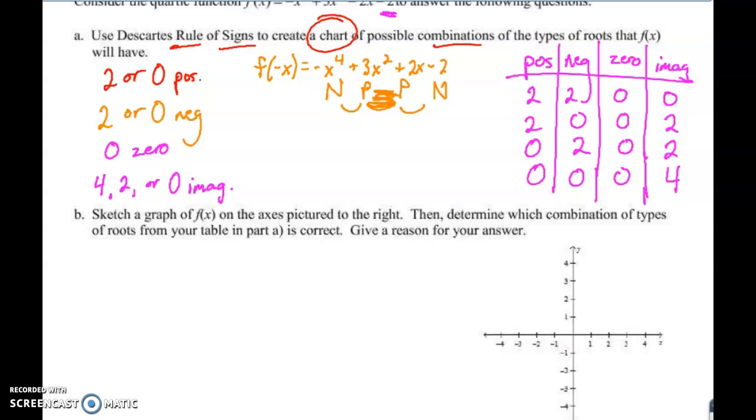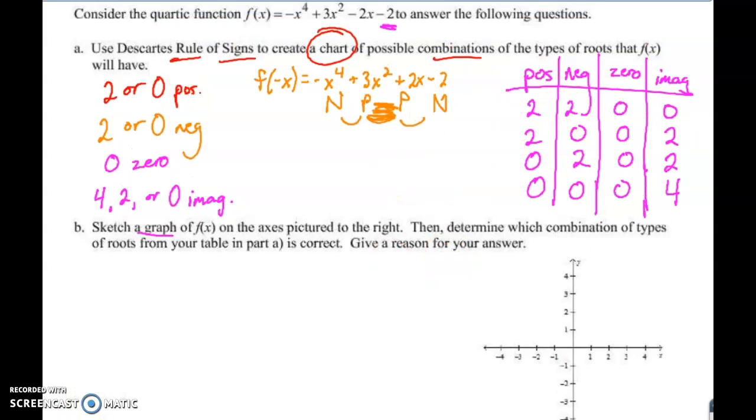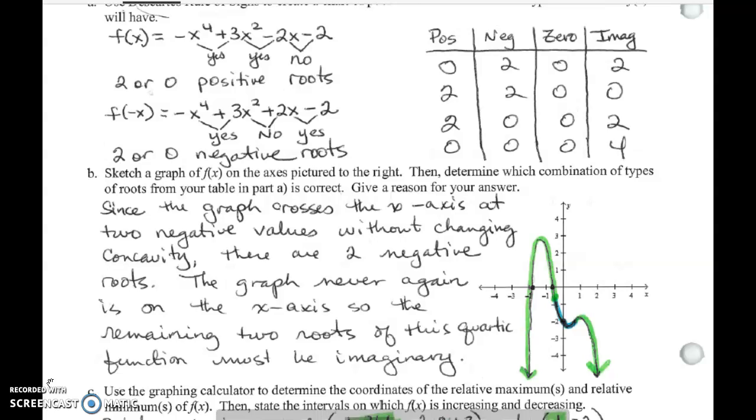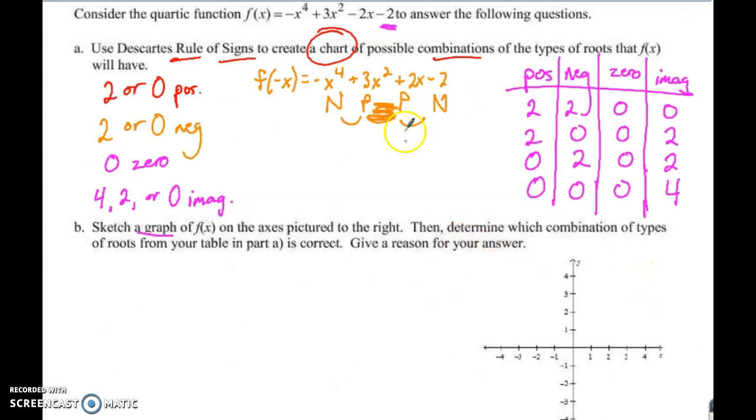So as I typically do, when they ask you to use a graphing calculator to sketch the graph, I'm going to go to the answer key. And as we're looking at that curve, this definitely crosses twice to the left of 0, to the left of the origin. So there's 2 negative roots. And there are no positive roots, so that means that we're left with imaginary roots. So going back to we had this picture.